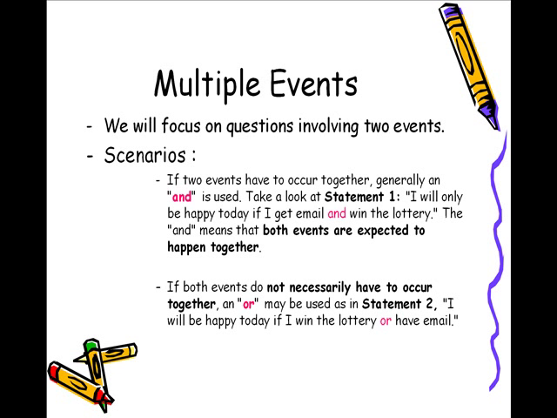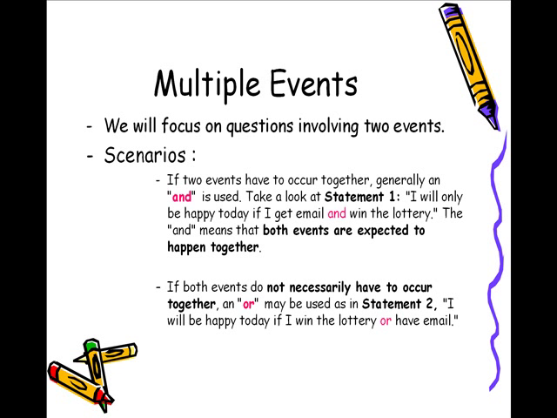In statement 1, I have a scenario where it says I'll be happy today if I get an email and I'm in the lottery. So you see that I would be happy if both events occur, not one of them. Since he used "and," that means I'm expecting both events to happen.